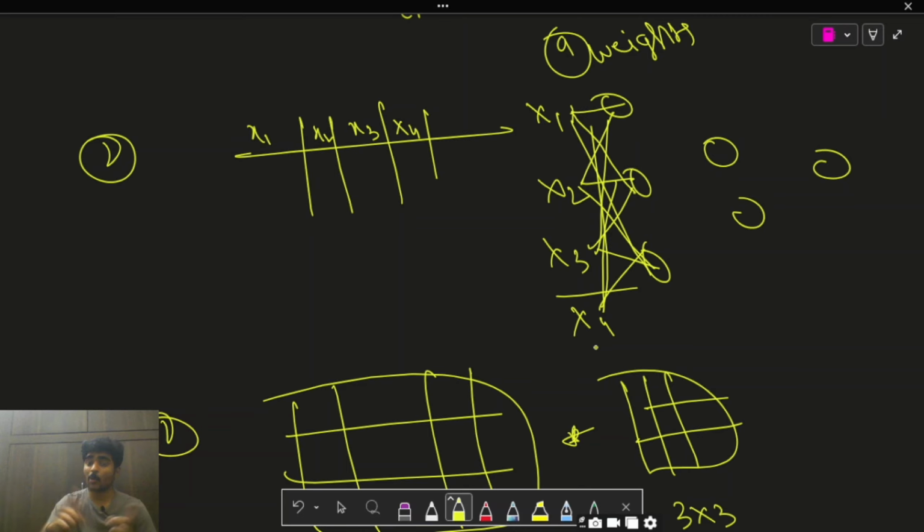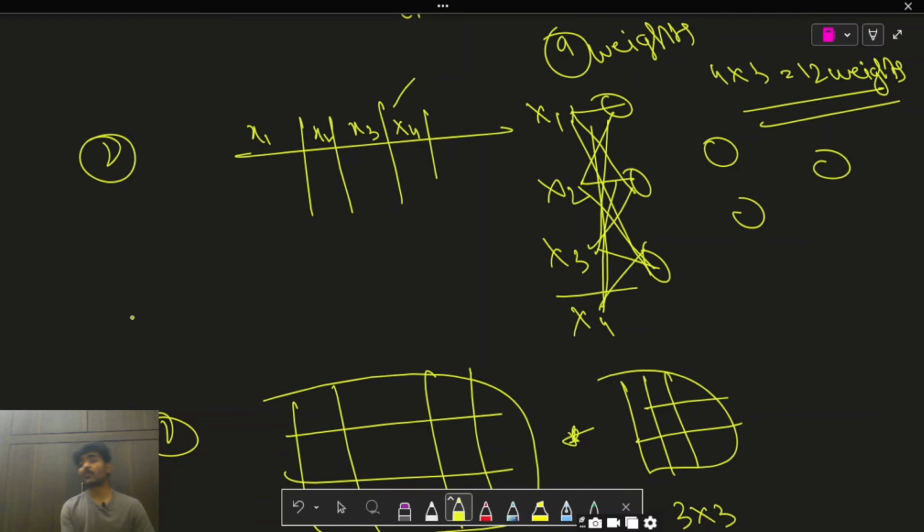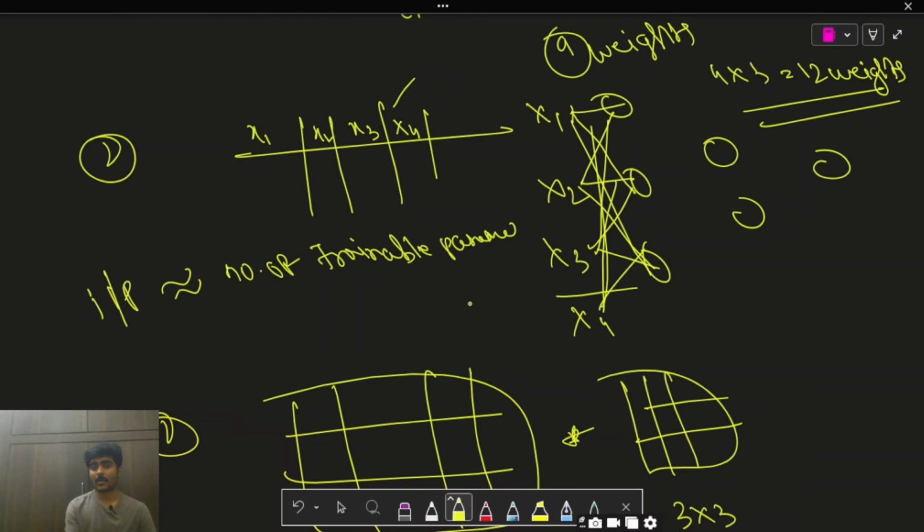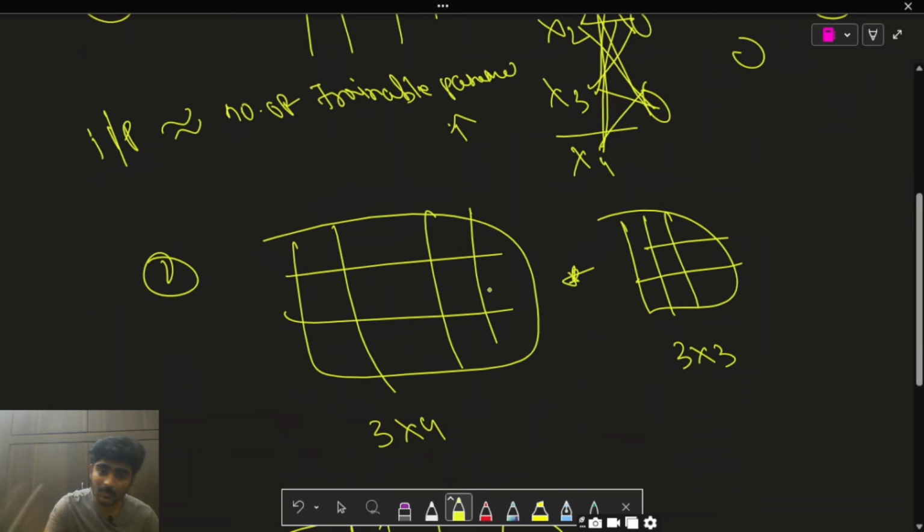Now after adding the x4 feature, what happened? 4 into 3, that is 12 weights. I had 12 weights in my first layer, which means the total number of weights increased when I add an extra feature. So the total number of trainable parameters depends on the input. Input size increases means the number of trainable parameters increases.